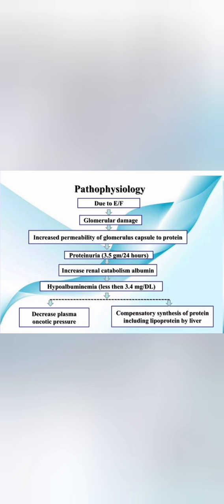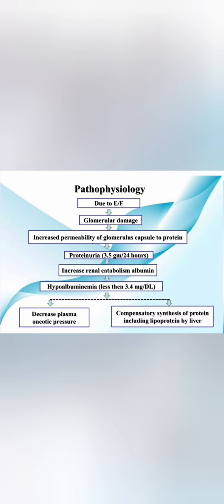Next we move on to the pathophysiology. Already we know the etiology. Due to the etiology, the glomerular membranes become damaged. Once the glomerular membrane is damaged, it may cause increased permeability in the glomerular membrane, so it may cause proteinuria. In urine, the person may eliminate 3.5 grams of protein.